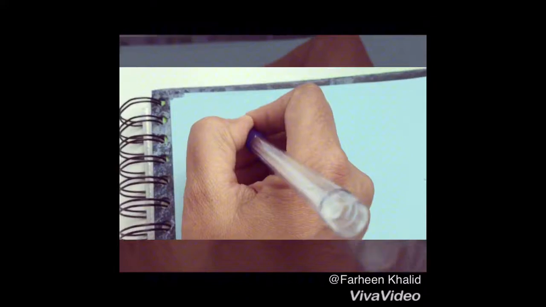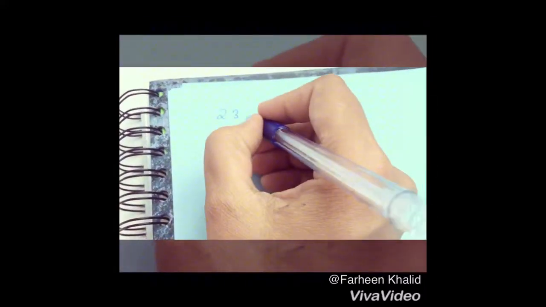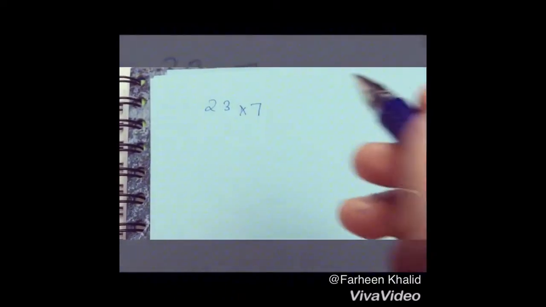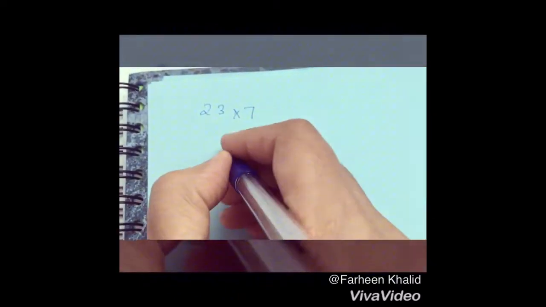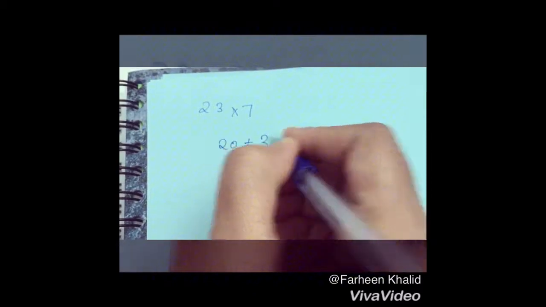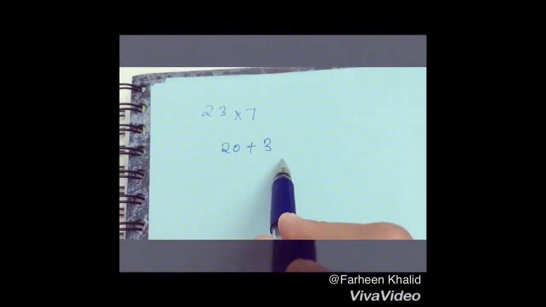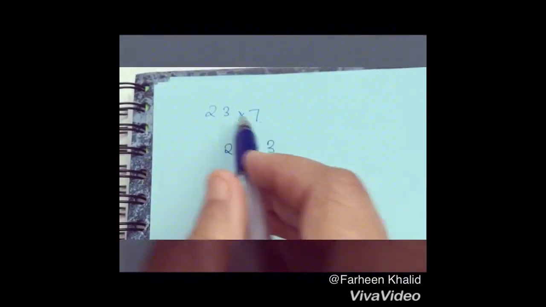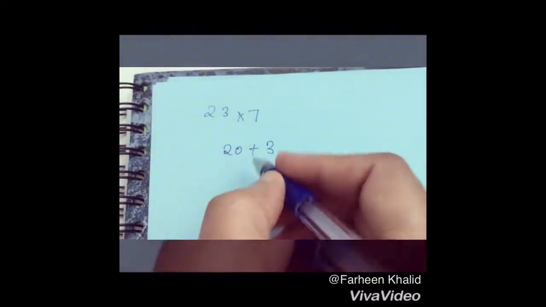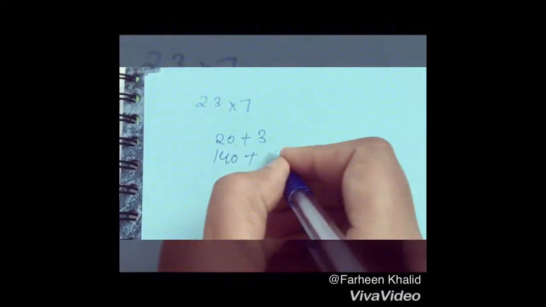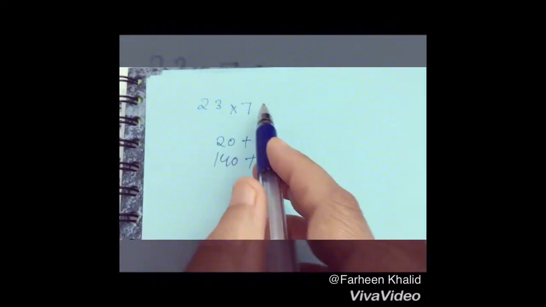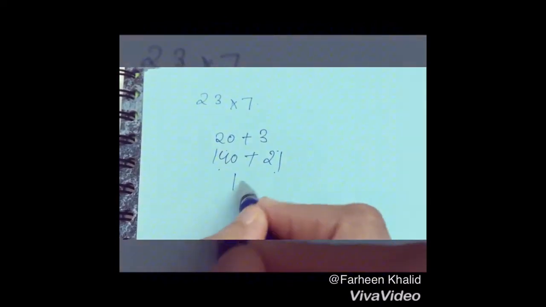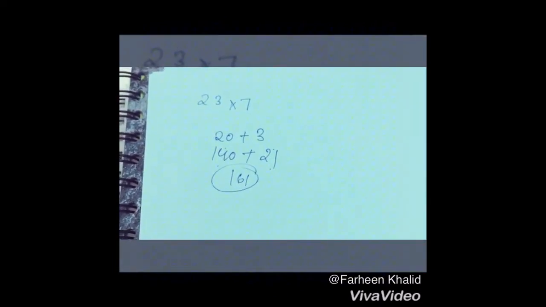So 23 times 7. Okay, so what do we do here? We have to split the number, which means that we do 20 plus 3. Once you can do that in your mind, it becomes easier for you. So it becomes 7 times 20 is 140, and 7 times 3 is 21, which makes it 161. So 161 is our answer.